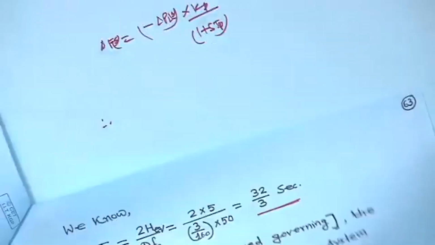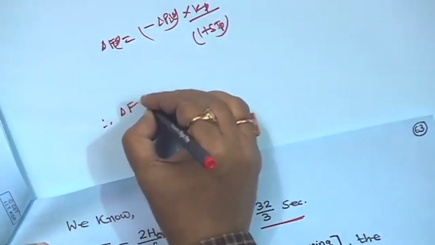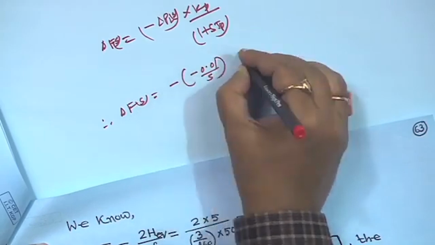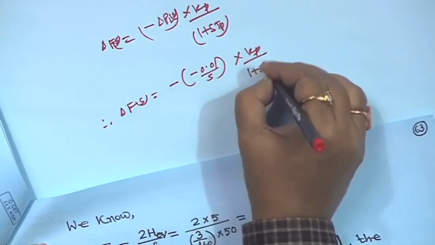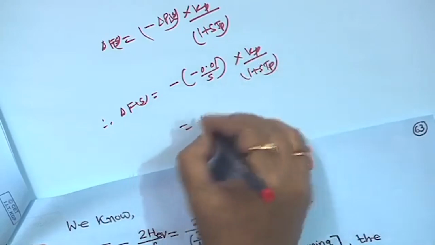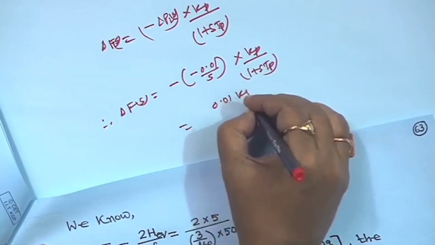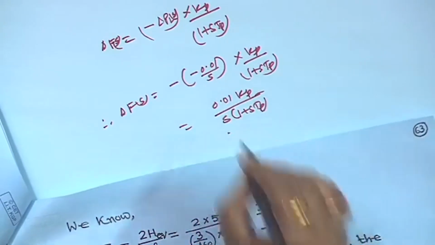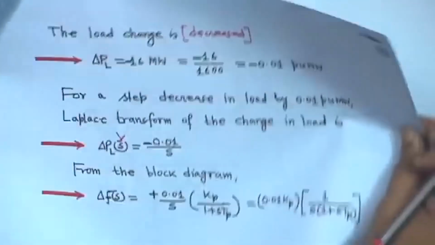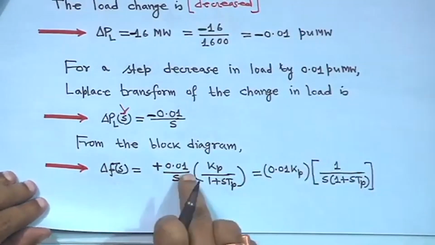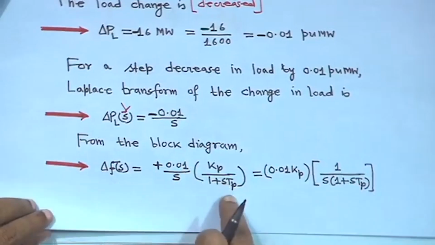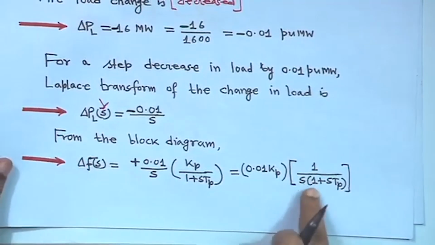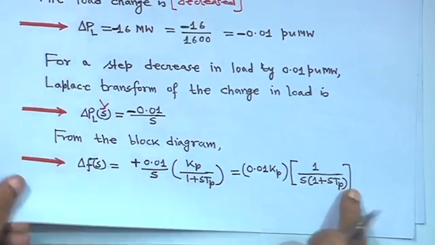If you put this here, then delta F(s) is equal to minus of minus 0.01 upon s into Kp upon 1 plus sTp. Then Kp Tp value one can put, so it will be 0.01 Kp upon s into 1 plus sTp. This is the same thing I am writing: delta F(s) is equal to plus 0.01 upon s into Kp upon 1 plus sTp, that is 0.01 Kp upon s into 1 plus sTp.